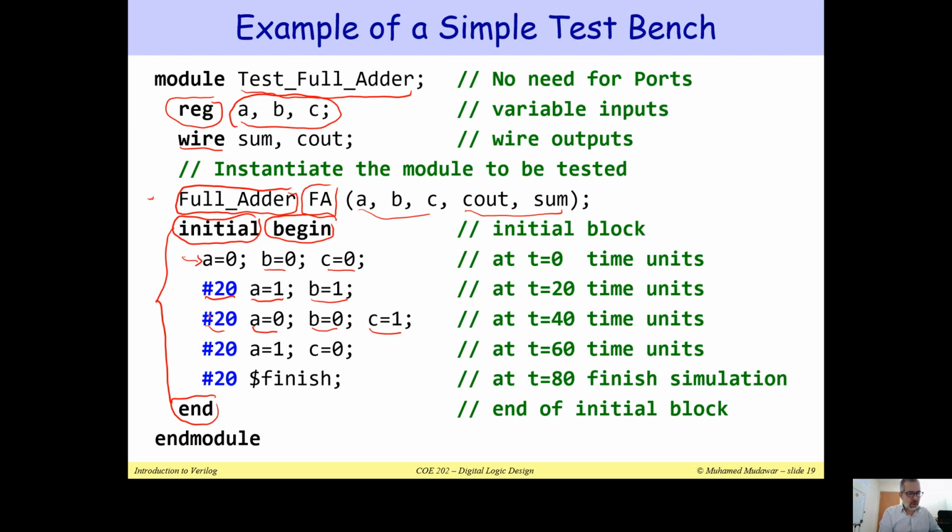So you see that this hash 20 here is delayed with respect to this hash 20. So therefore, this will be at t equal to 40. So at t equal to 20, we make A equal to 1, B equal to 1. And then after another 20, which means at t equal to 40 time units, we're going to make A equal to 0, B equal to 0, and C equal to 1, and so on. So every 20 time units, we change the values of the inputs. And then finally here, at t equal to 80 time units, we finish the simulation. So this is an example of a simple test bench.